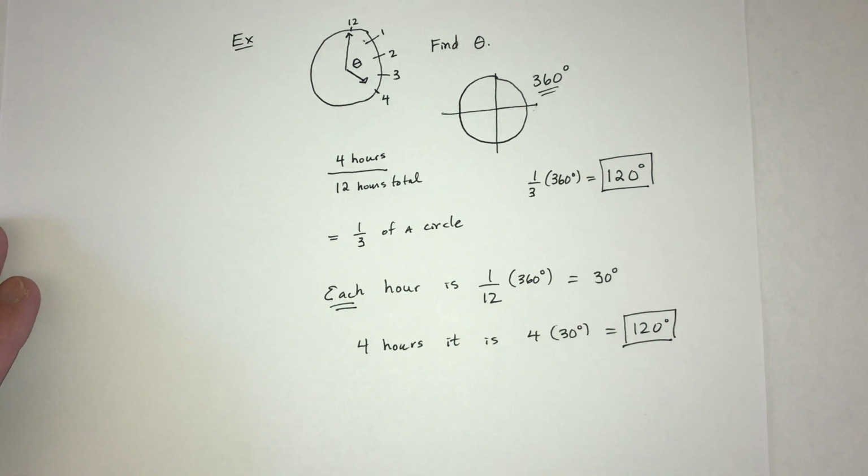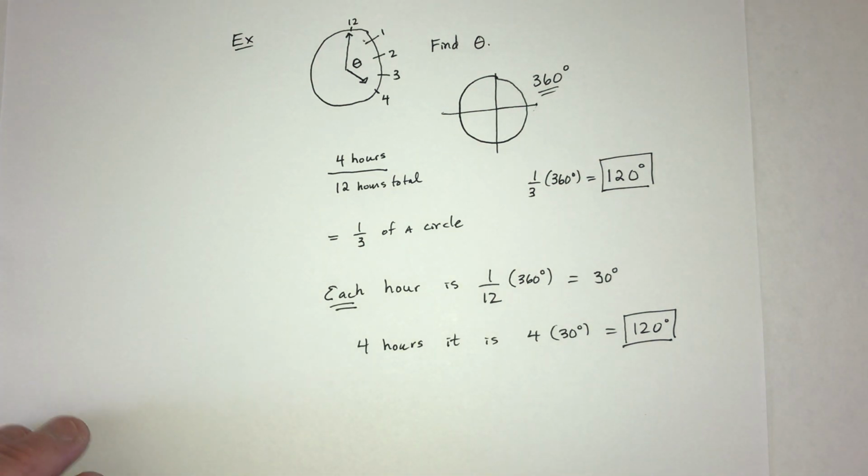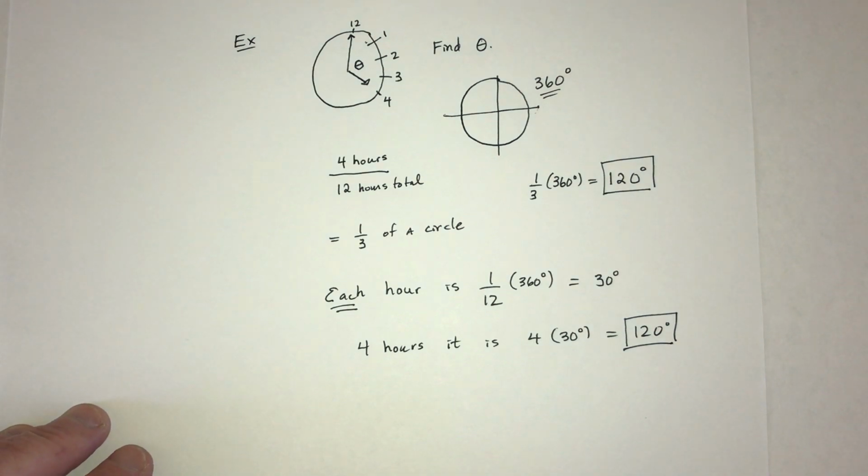This is one of the beautiful things about math. You can do something in 2 different ways or even 3 different ways and come up with the same answer. That's the beauty of math.